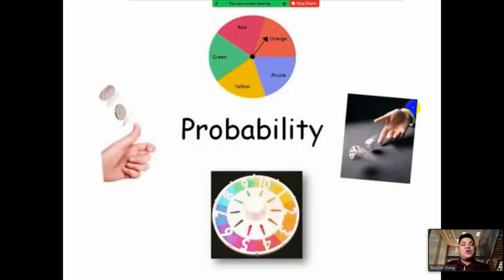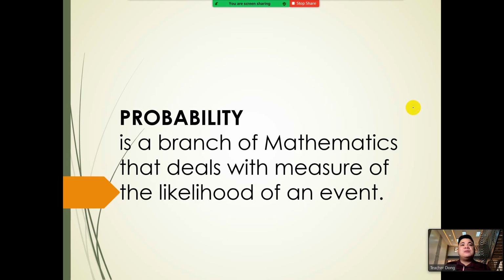So first, before we go to our first lesson under probability, it's really important to know what probability is. Probability is a branch of mathematics that deals with a measure of the likelihood of an event. In this case, we're talking about the possibility before you actually do the experiment or the actual event.